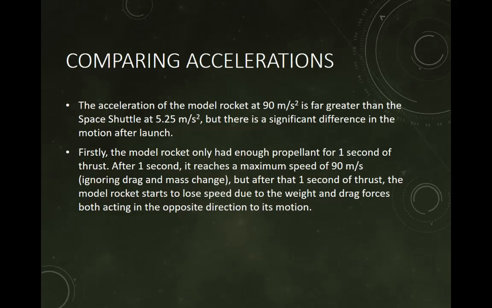First of all, the model rocket had only enough propellant for 1 second of thrust, and after that first second, it reaches its maximum speed of 90 meters per second, ignoring a little bit of drag and mass change. But after that first second of thrust, the model rocket starts to lose speed and gravity starts to pull it back down.